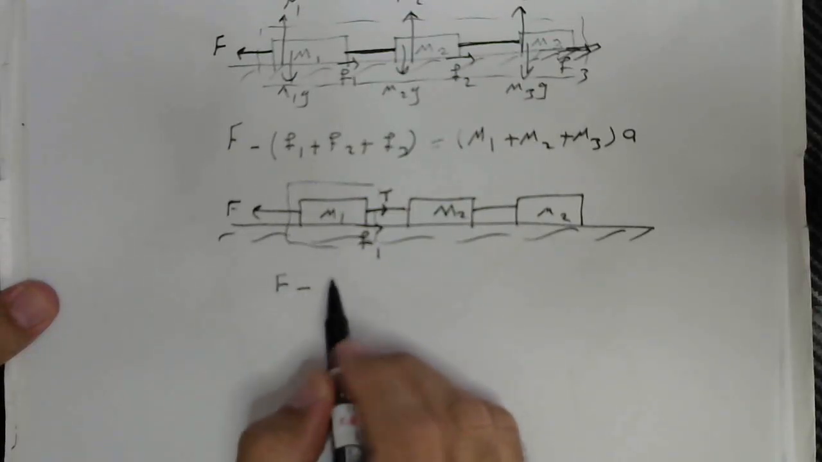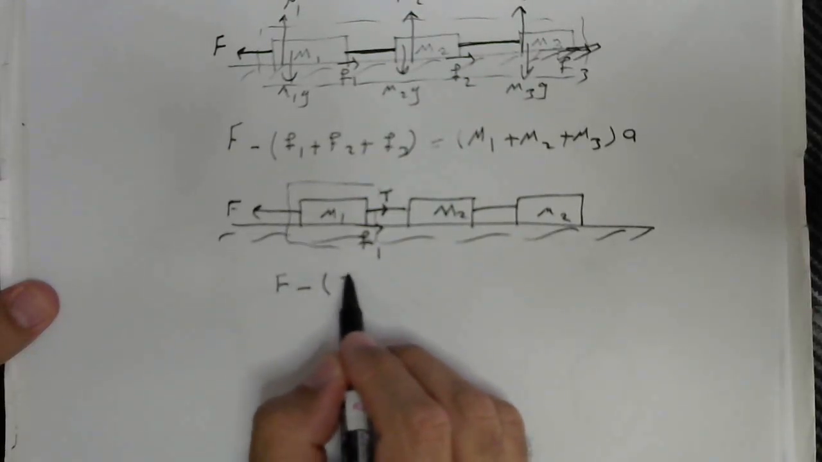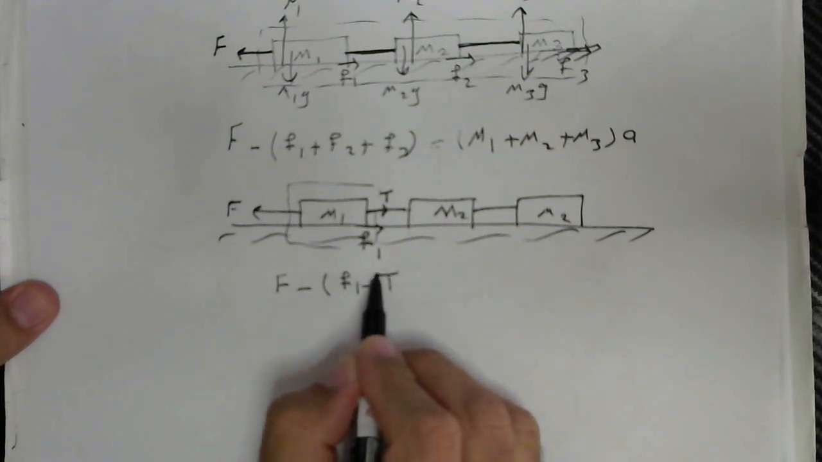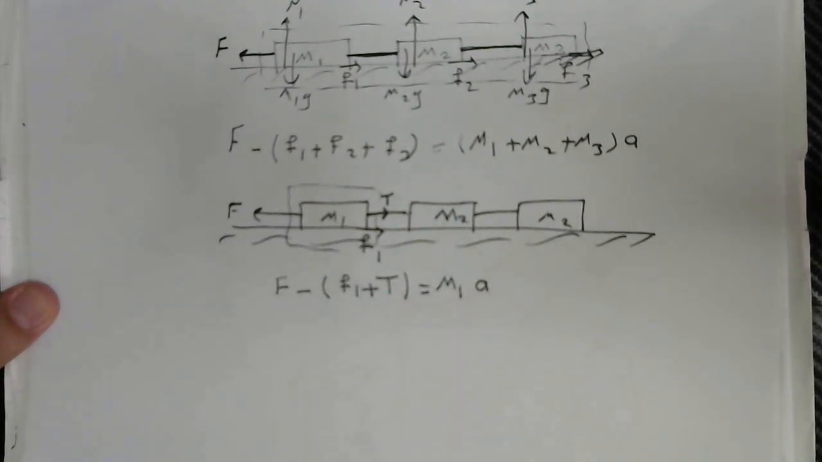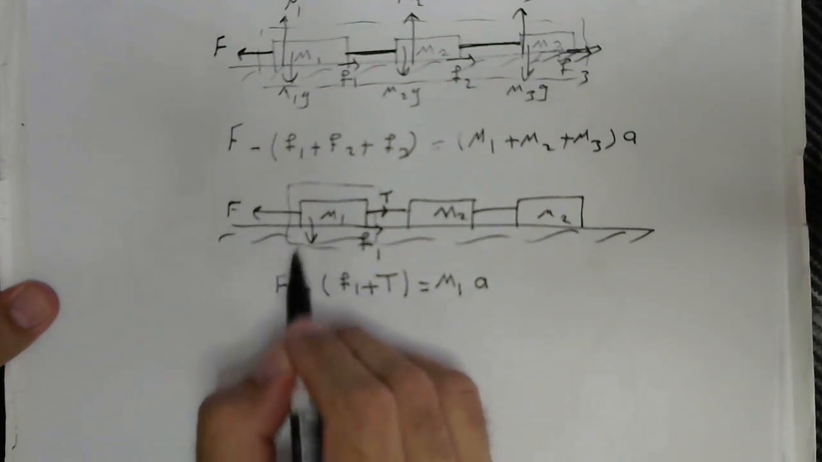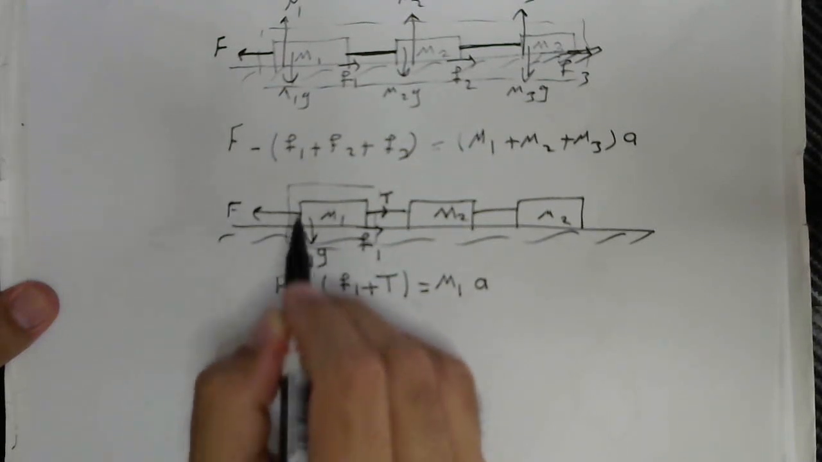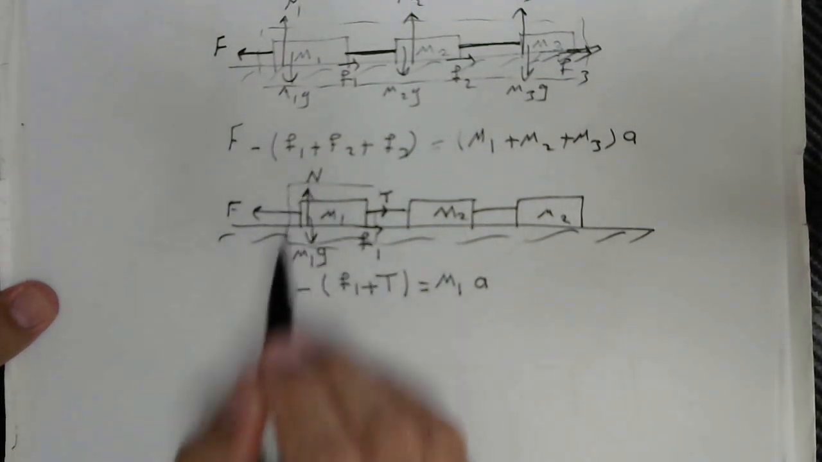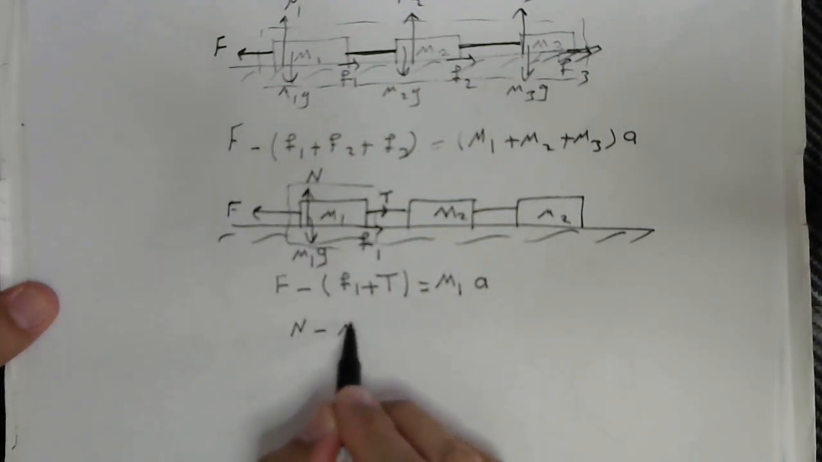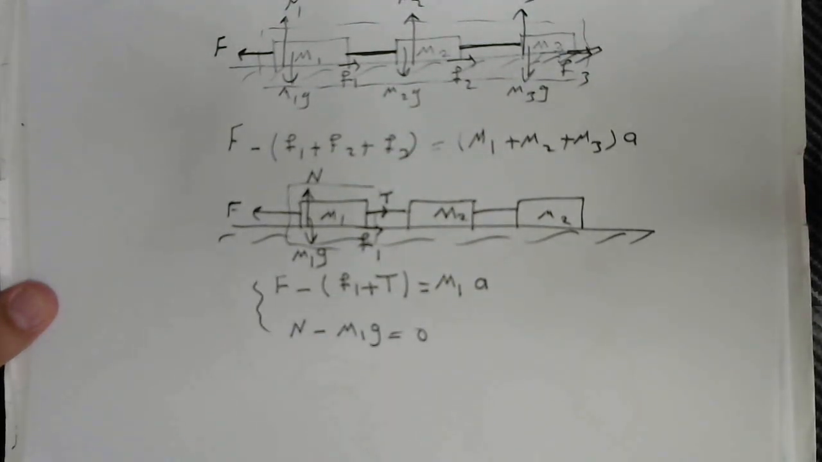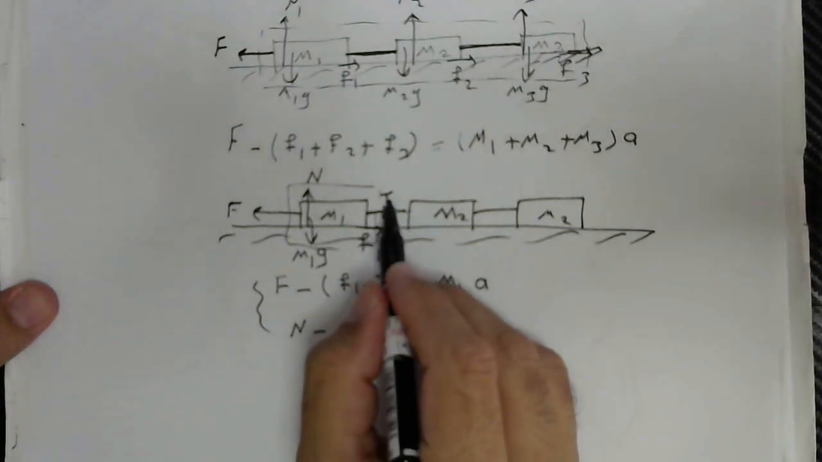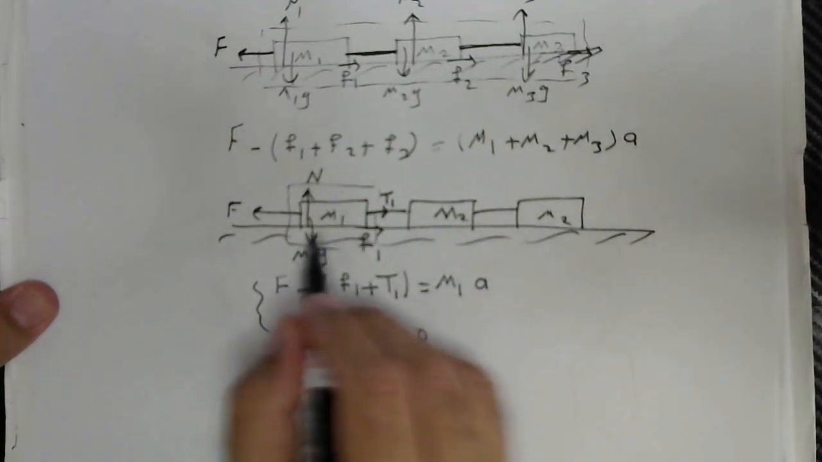M1: F minus F1 plus T equals M1a. And in the vertical direction also equilibrium, as before: N minus M1g equals 0. That becomes your equation of motion. I would consider this T1 because there are two.